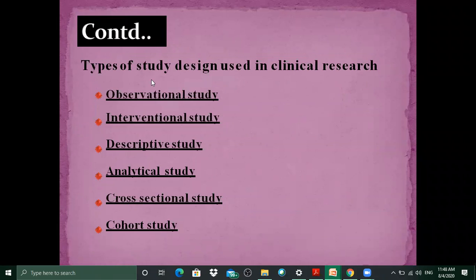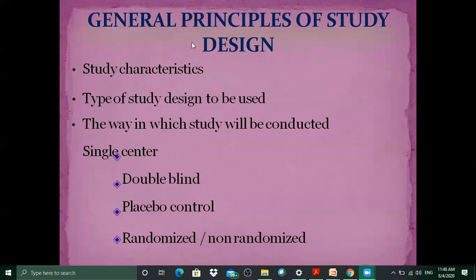Then types of study design used in clinical research, we have studied most of it: observational study, interventional study, descriptive study, analytical study, cross-sectional study, and cohort study. Then the general principle of study design is study characteristics. You should be writing about the study characteristics, in the sense what type of study it is, what design it is, and why you have chosen that particular design and that particular type.